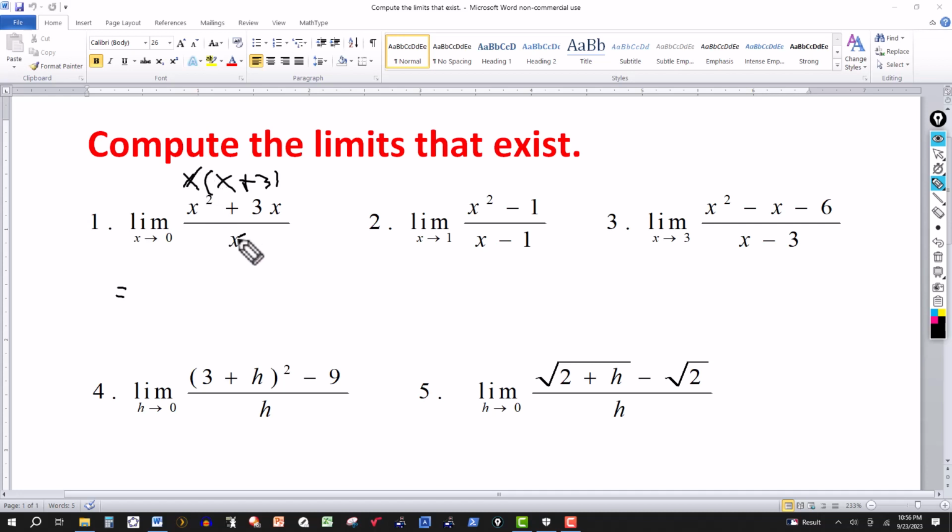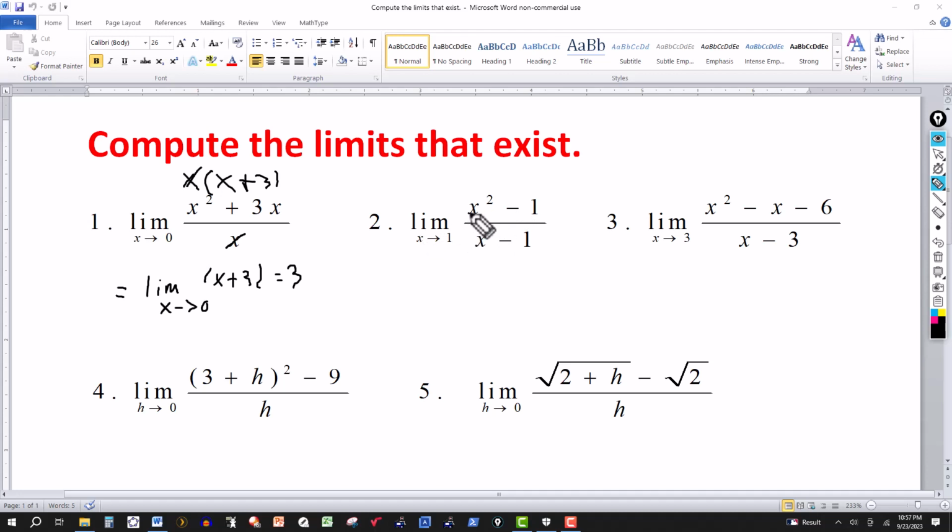So let's divide this out. x is close to 0. So if x does not equal 0, we can cancel the x's and we get x plus 3. The limit as x goes to 0 of x plus 3. So we simply say as x gets close to 0, x plus 3 gets close to, well, 0 plus 3. So this will be 3. That's it. Now in number 2, we'll find the limit of this rational expression as x approaches 1.